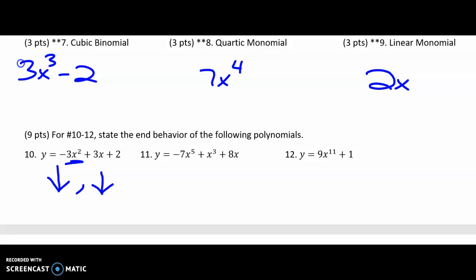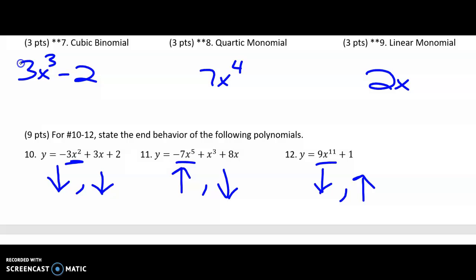Okay? Second one, again, just that first term, that's all I'm looking at. All right, I start with, is it positive or negative? It's negative. Negative means the right side goes down. Okay, look at the exponent. The exponent is 5. 5 is odd. So odd means opposite. So I've got up, then down. Finally, again, same question, positive or negative. It's positive, so the right side goes up. Okay, I look at the exponent. The exponent is 11. 11 is odd, so odd means opposite, so that would tell me my left side goes down. All right, so you can use your 3 stars to help you out with that.